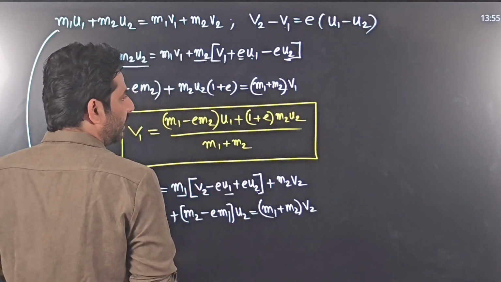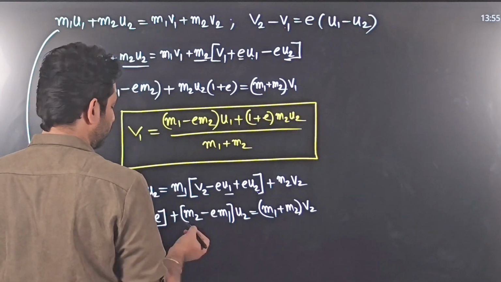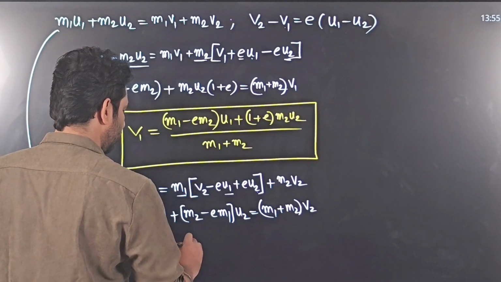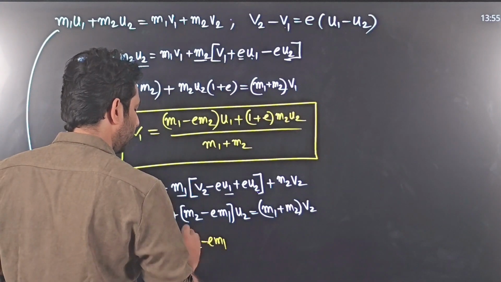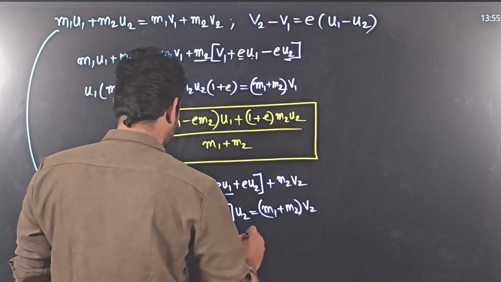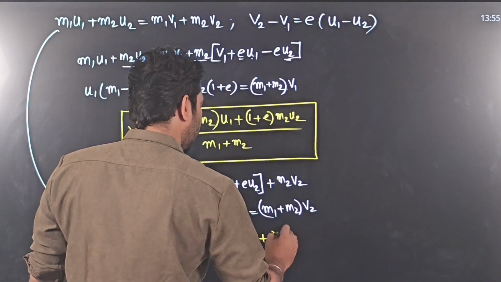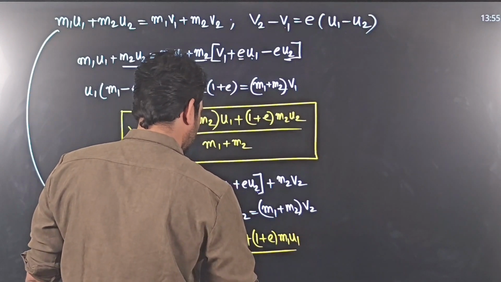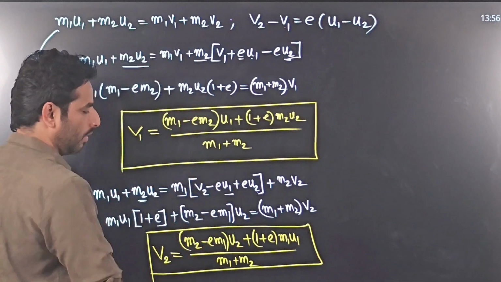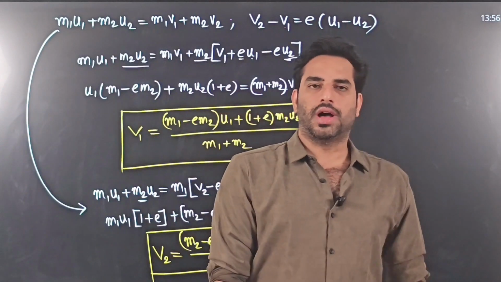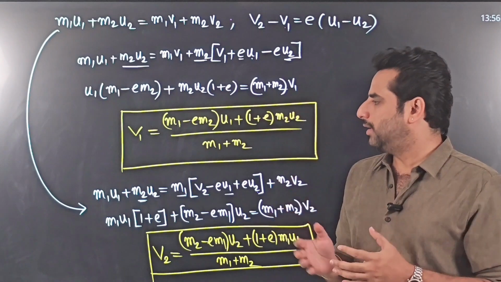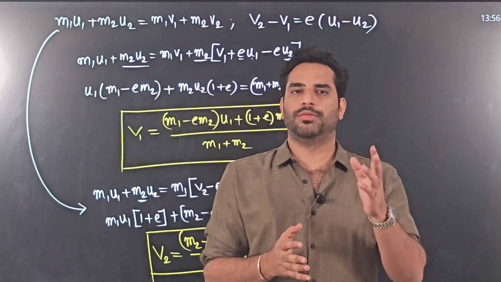So finally I am highlighting the result of v2, that is equal to m2 minus E m1 into u2, plus 1 plus E into m1 u1 by m1 plus m2. You observe there is a symmetry in these two equations. So these are the values of v1 and v2 after collision. You don't have to remember these results. You should only know the concept that for any problem in collision, there are two equations.